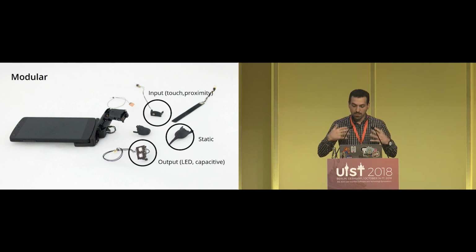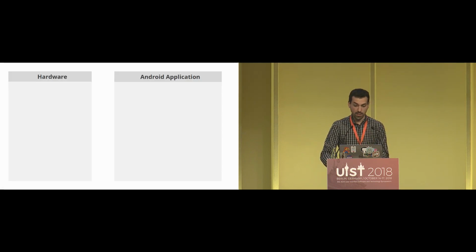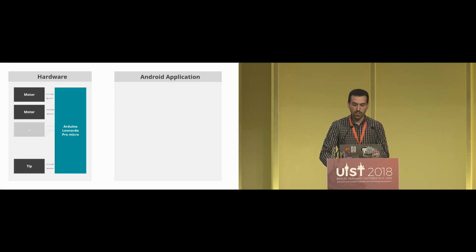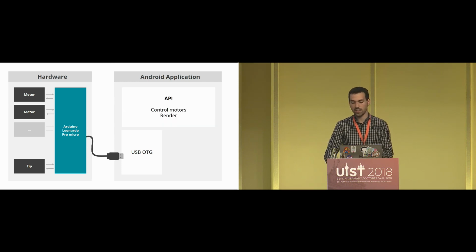So about the MobiLimb system, it's composed of two main parts. Obviously the hardware, which is connected to an Android application, so the software. On the hardware side, the motors are connected to an off-the-shelf Arduino Leonardo. So the Arduino is using the micro USB port to get its power and share the data with the application. And for the software, we built a high-level API in Unity that allows to control the motors and which is used also as a rendering engine.